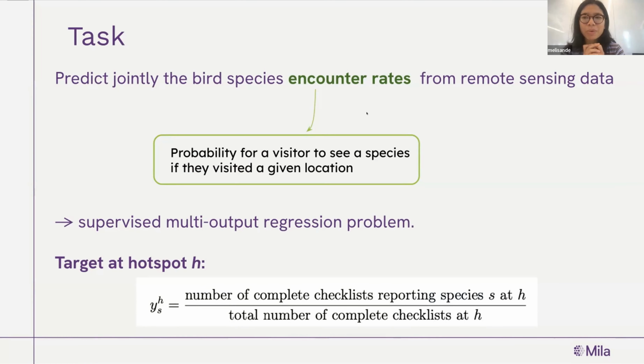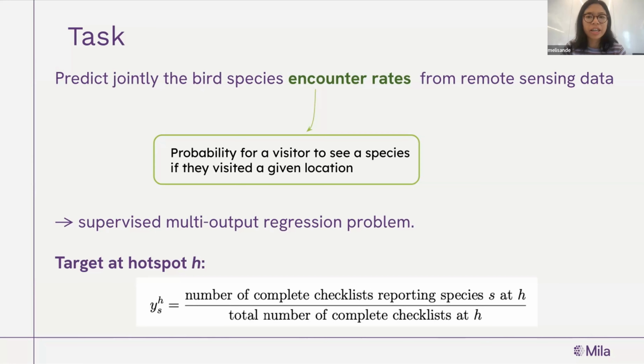Okay. So in our case, you have those species checklists where you say, okay, I've seen this, I haven't seen that. But it's a 1-0 binary thing, and as you said, one checklist is not enough to represent whether a species is there or not. So the quantity that we were interested in modeling is bird species encounter rates, which is the probability that if you go to a certain place, you're going to see the species. That can be obtained by averaging many checklists together.